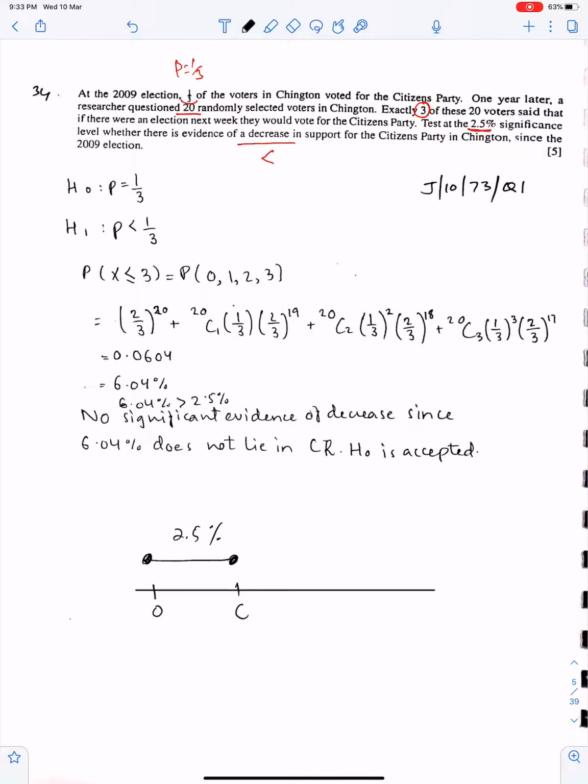Now we just need to check whether this test value lies in the critical region or in the acceptance region. Now this probability, P of X less than or equal to 3, is greater than 2.5%. Therefore, this number 3 does not lie in the critical region. It's here because this probability is greater than 2.5%. So we have to accept H naught. I mean, we have to reject the claim that P has decreased.